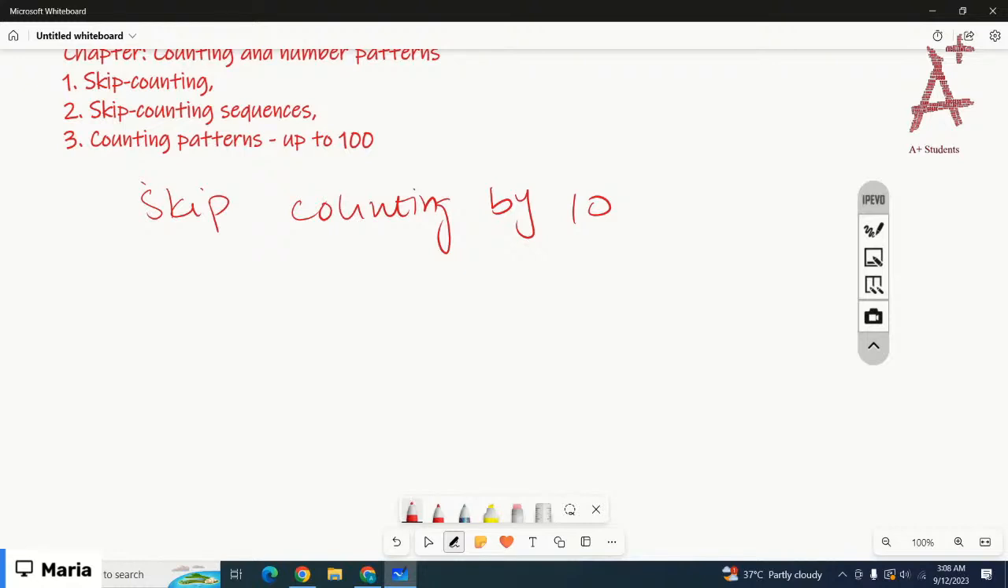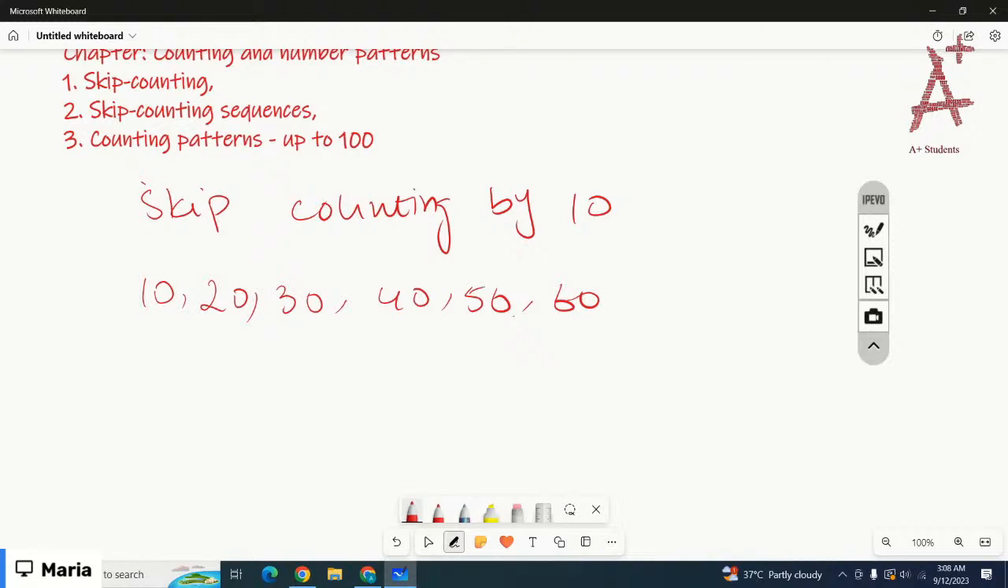So start with 10, and for each next number you have to add 10, right? The next one is 10 plus 10, 20, right? 20 plus 10, 30. 30 plus 10, 40. 40 plus 10, 50. So to proceed to the next number, you have to skip 10 numbers, right? Between 40 and 50, you skip 10 numbers. Then you have 50 to 60, you skip 10 numbers, right?